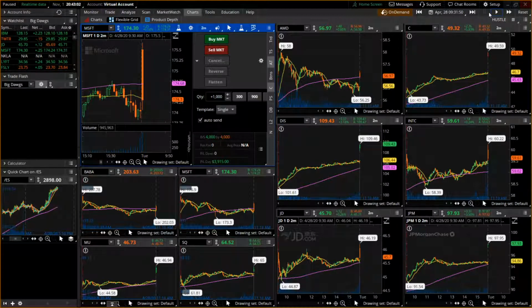What you're seeing is Microsoft's first 2-minute bar just rip through support. We've got previous price congestion. We have our 20 period moving average and our 200 here, and Microsoft opens up here at the start of the market. Now keep in mind this is the 2-minute chart.